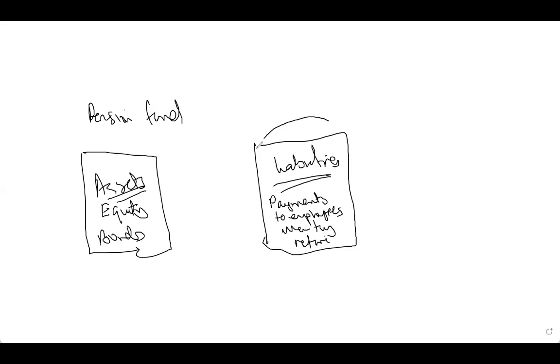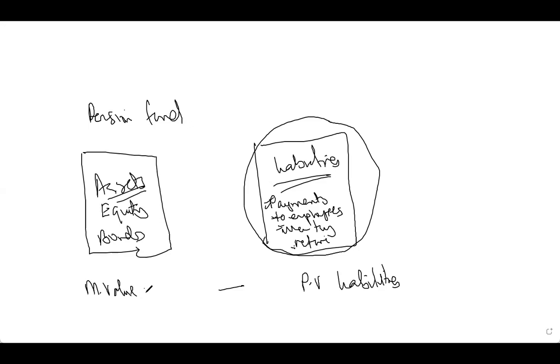So what will happen? A pension fund will calculate the present value of the payments they have to make to employees when they retire. They'll calculate the present value of all these liabilities. And they'll also calculate or obtain the market value of assets. So this is what will usually happen. And then when we subtract these two, the answer we get is either a surplus or a deficit.